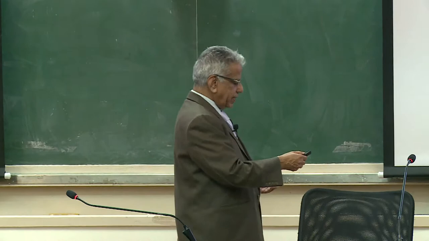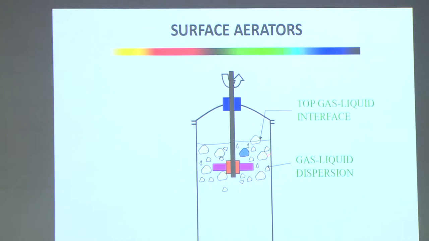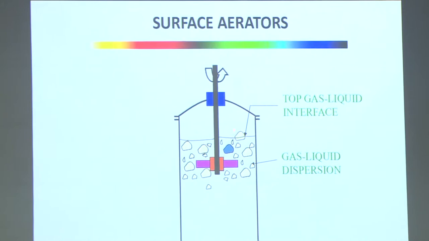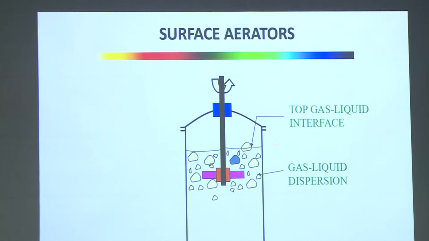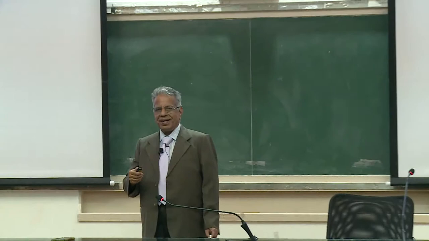In the earlier case, what did we do? We just kept the impeller in the vicinity of the top surface and rotated it. It created waves, and the waves entrapped the bubbles, and wherever there was downflow, the bubbles were getting entrained, or surface aerated. In other words, there is one mechanism, surface aeration, by which unreacted gas bubbles can come back to the liquid phase and increase the gas liquid dispersion. Is this clear? Yes? Now let us see the other mechanism.